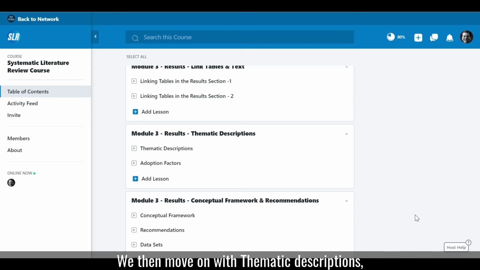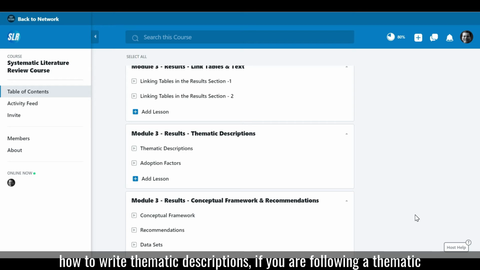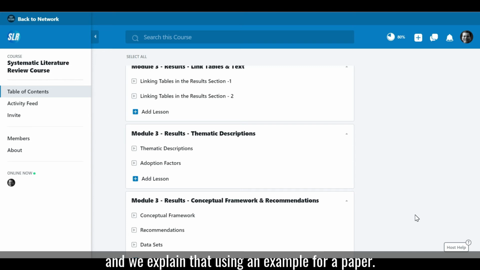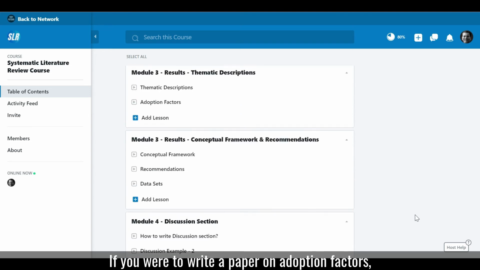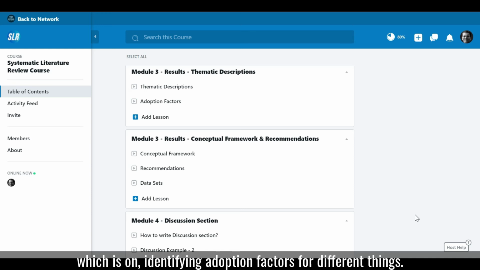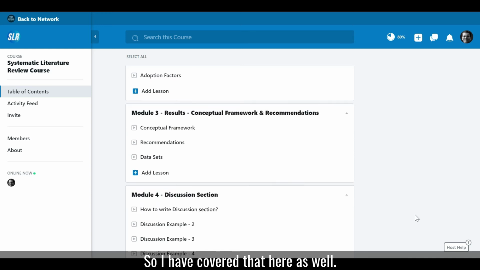We then move on to thematic descriptions, how to write thematic descriptions if you are following a thematic analysis approach for your SLR. And we explain that using an example for a paper, if you were to write a paper on adoption factors. This is one of the very common topics that people write SLR papers on, which is on identifying adoption factors for different things. So I have covered that here as well.